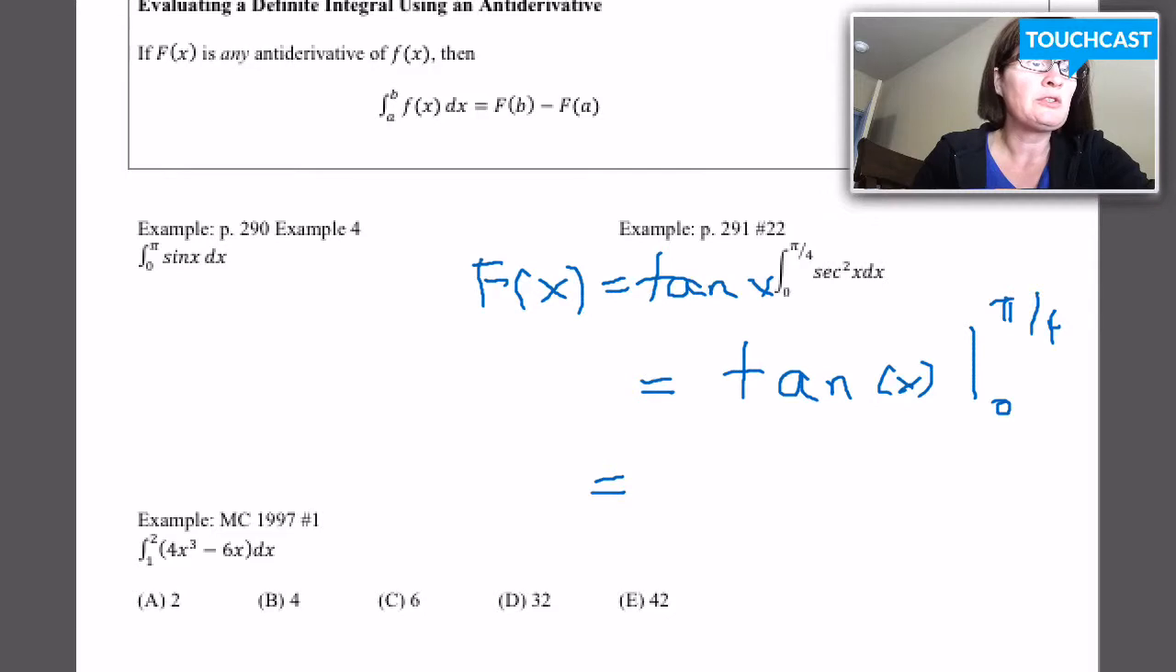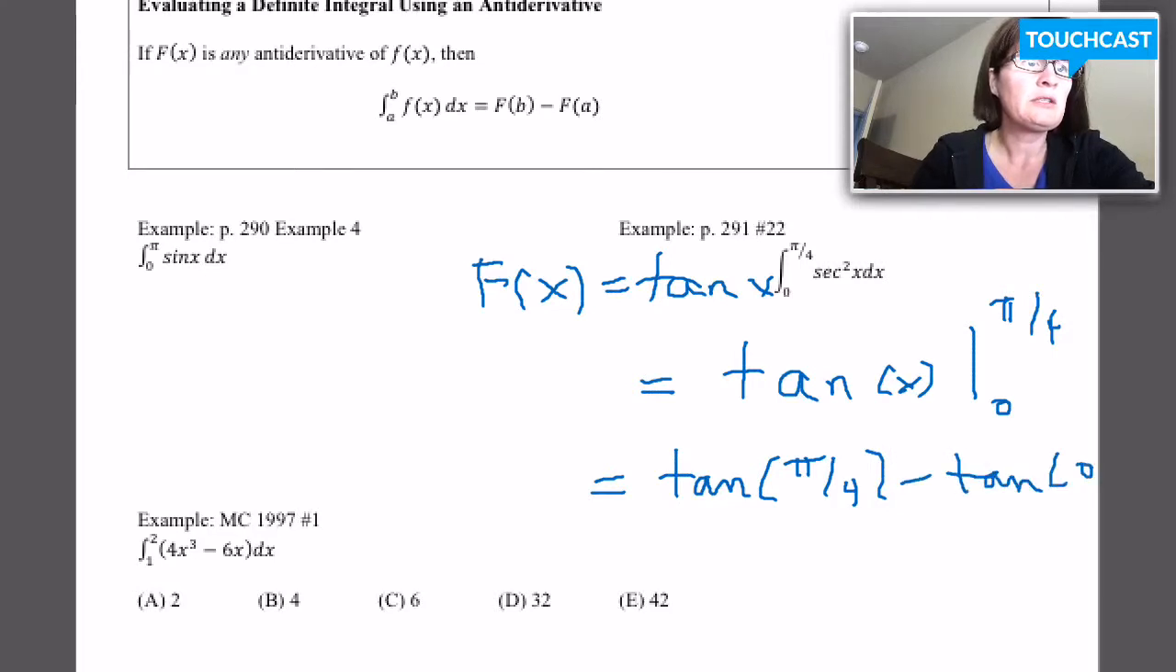and that's equal to the tangent of pi over 4 minus the tangent of 0. That's equal to 1 minus 0. My final answer here is 1.